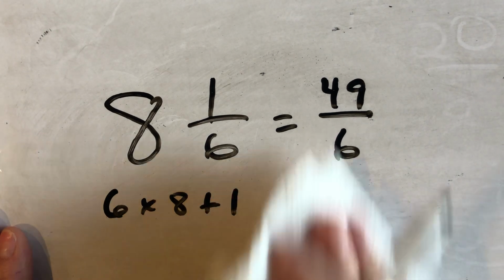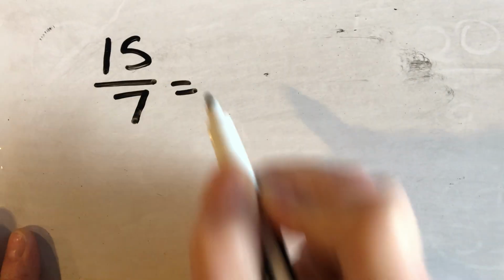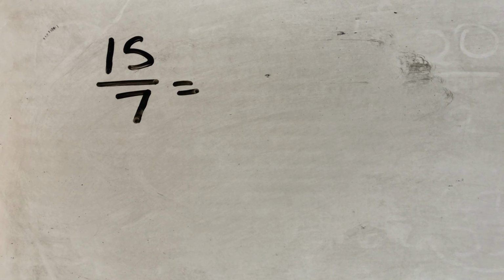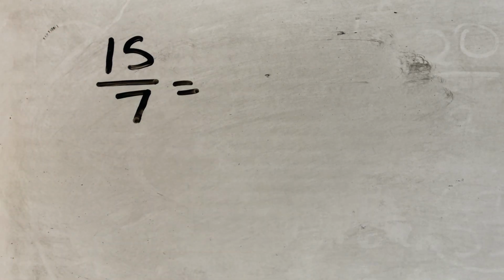All right, now I want us to go from an improper fraction to a mixed number. So we're going to change 15/7 into a mixed number. I know it's going to be a mixed number because I have more in the numerator spot than in the denominator spot.